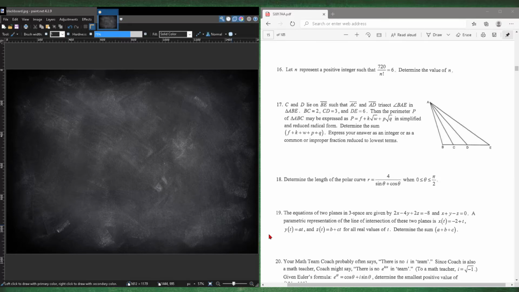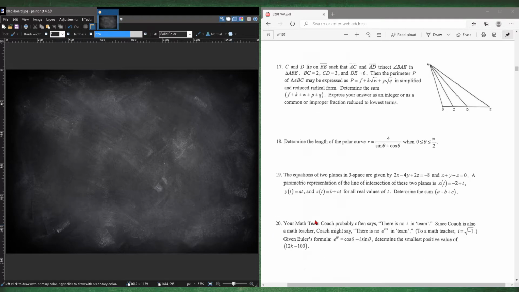Okay, so now we're going to answer question 20. So your math team coach probably often says there is no I in team. Since coach is also a math teacher, coach might also say there's no e to the k i pi in team. So to the math teacher, i equals square root of negative 1. Given the Euler formula e to the power of i theta equals cosine theta plus i sine theta, determine the smallest possible value for 12k minus 100.